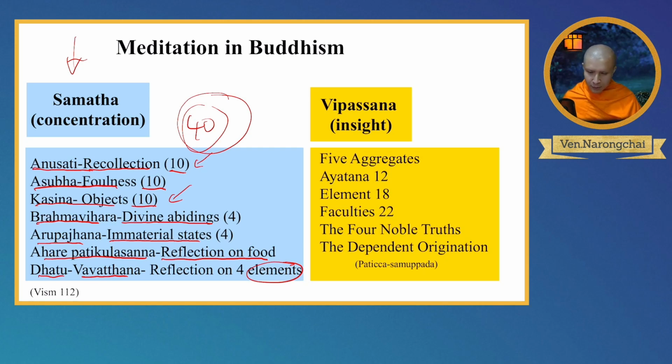And another form of Buddhist meditation is called vipassana, right? Vipassana is insight meditation. Samatha is calming or serenity meditation. Insight meditation, of course, is to develop wisdom to see things the way they are. And when we see things the way they are, we can let go. We are liberated. That's the idea. See what? To see the five aggregates, the ayatana, the elements or the faculties, the four noble truths, the dependent origination.